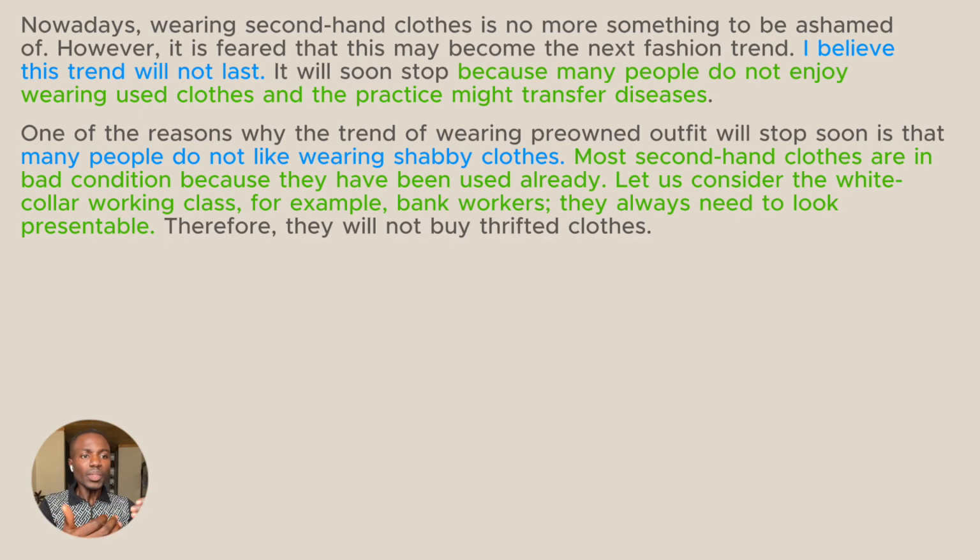So I believe this body paragraph is a good one. We have the main idea. The main idea is that second-hand clothes look shabby and people will not buy them. Second-hand clothes look shabby, and people who want to look presentable will not buy them. And if they don't buy them, definitely it will not promote the trend of wearing second-hand clothes. Let's move to the second body paragraph.